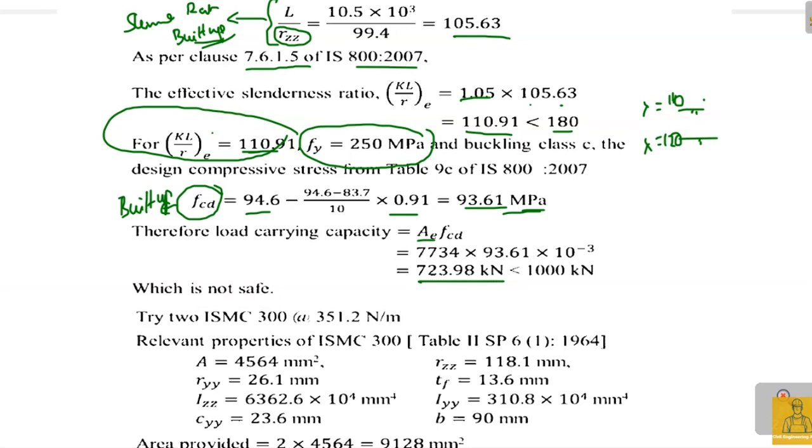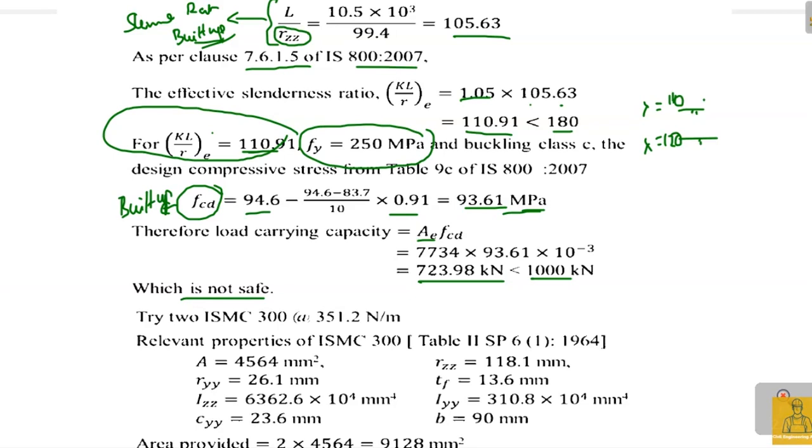So this built-up section is able to take a maximum load of 723.98 kilonewton. Yes, there is something wrong here, isn't it? The actual load that this built-up section has to carry is 1000 kilonewton, but we found that the design compressive capacity of the built-up section is just 723. It is very much less than 1000 kilonewton. So what do we need to do? It is not safe. Revise the procedure, revise the steps.